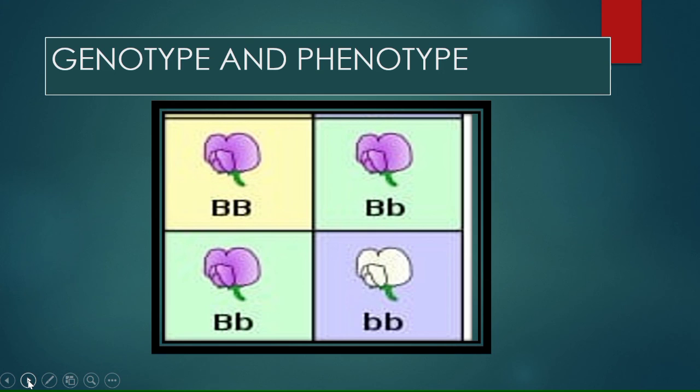This figure shows phenotype and genotype. You can see that three different genotypes are present here. Homozygous dominant, heterozygous dominant and recessive character. Homozygous dominant and heterozygous dominant phenotype is the same.